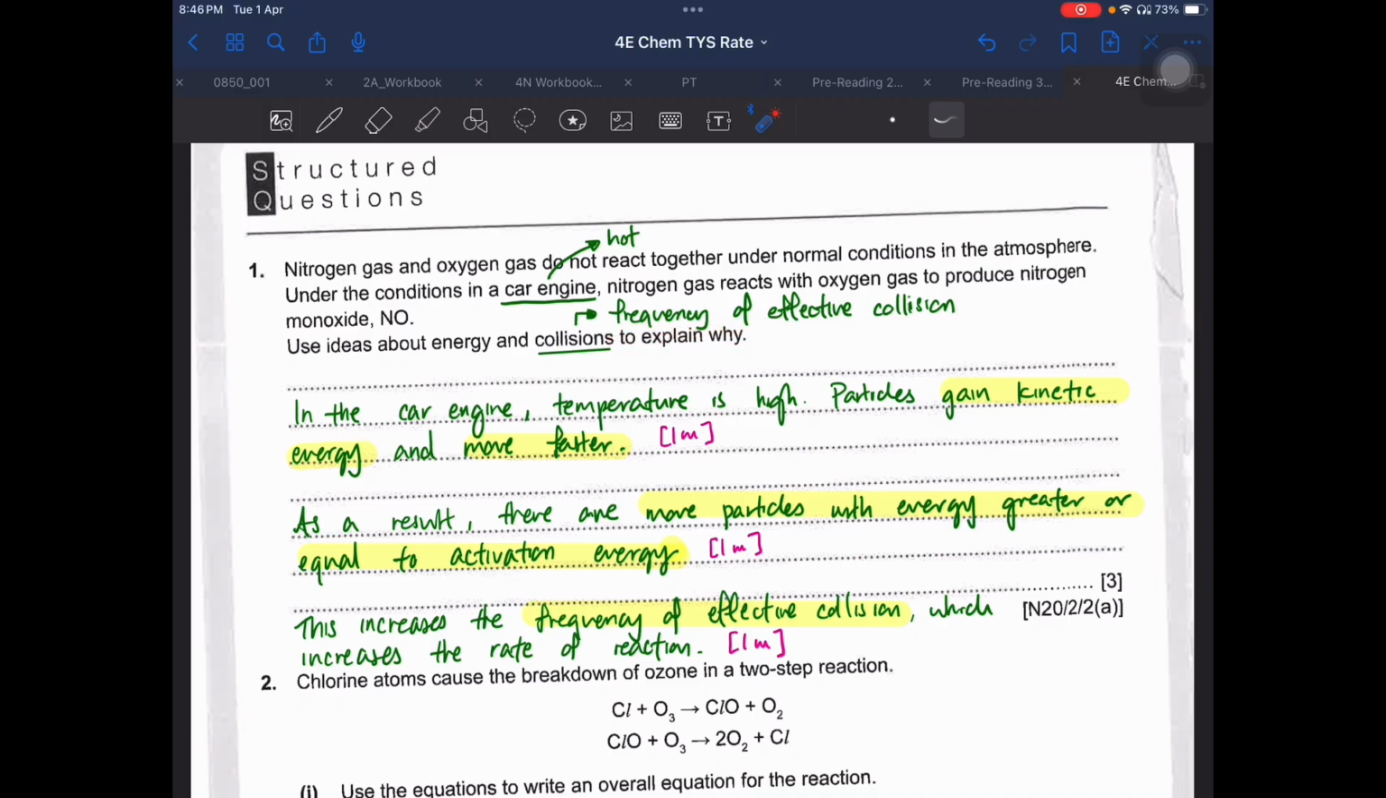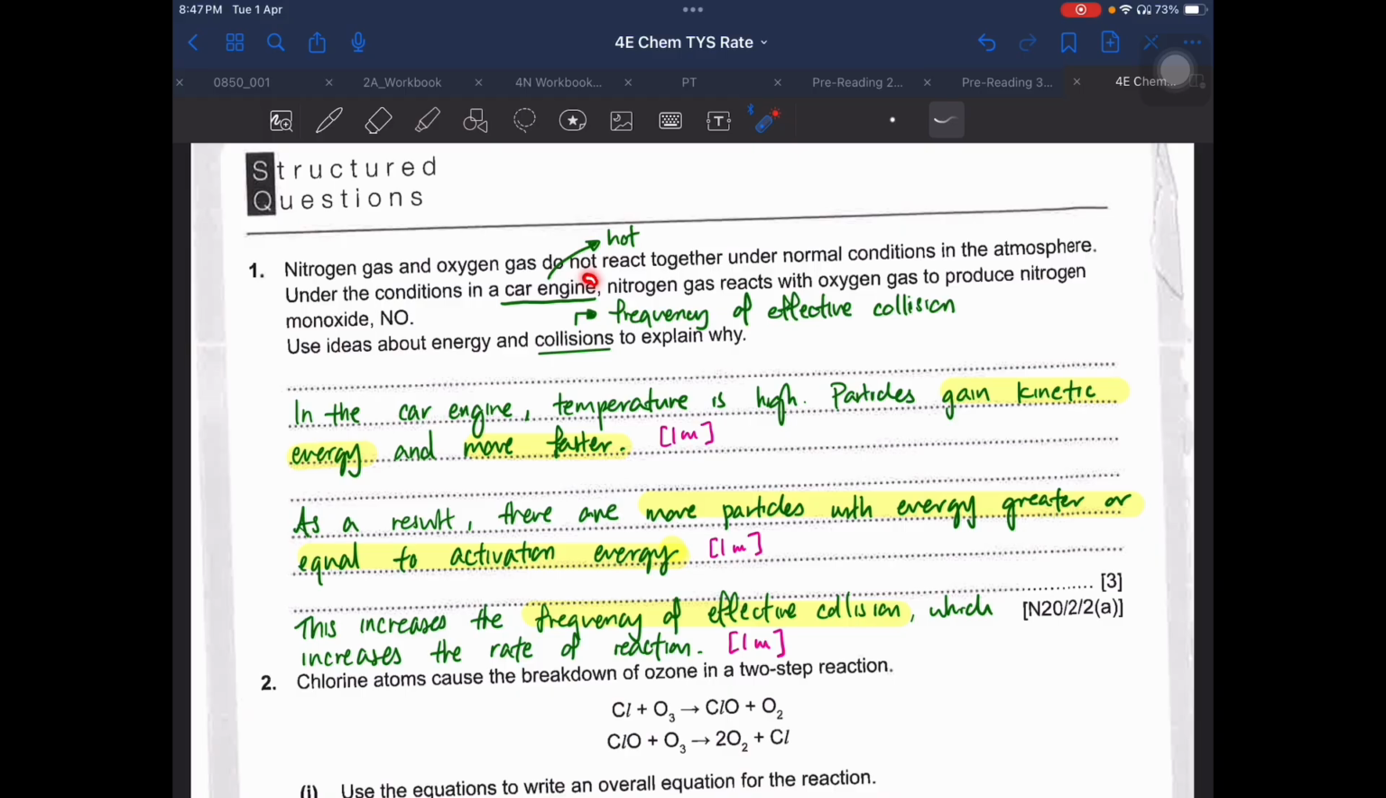Right, question 1 is talking about how these chemicals of gases do not react together under normal conditions in the atmosphere. However, in a car engine, the gases react to form nitrogen monoxide. Then you're asked to use ideas about energy and collisions to explain why. Now, take note that for this question, you're supposed to use ideas about energy, right? Not about pressure, not about other chemicals and whatnot. But you're supposed to focus on the energy of the particles.